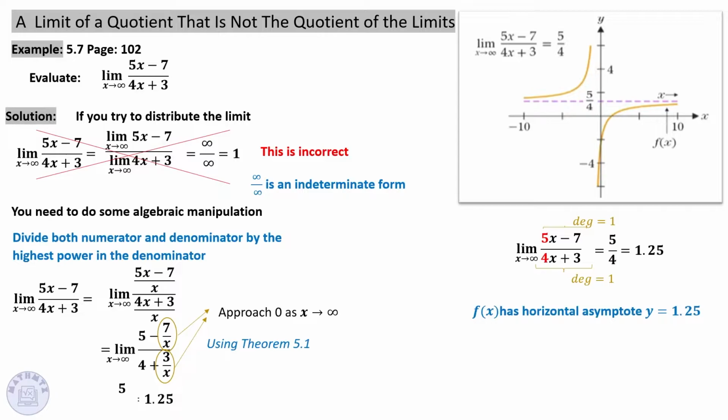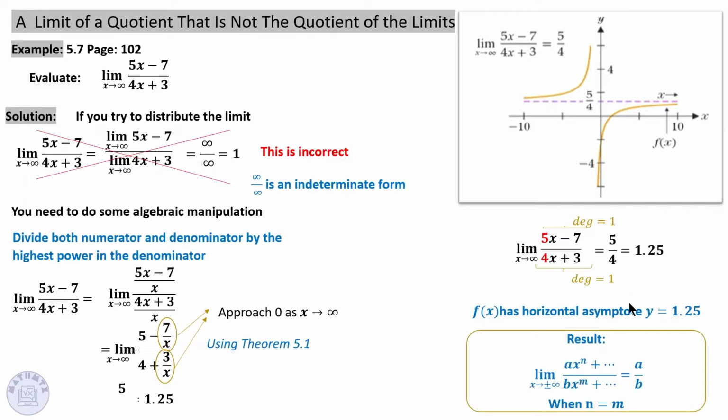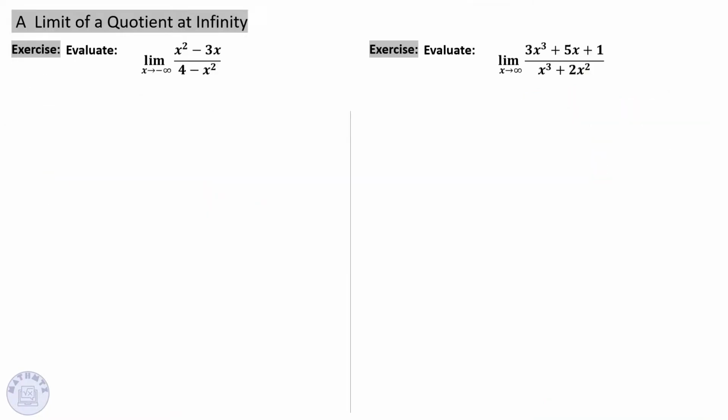So for any rational function where the degree of the top is the same as the degree of the bottom, then the limit as x approaches infinity or negative infinity is the coefficients of the top over the bottom. This happens whenever the degrees are the same. All right, here's a couple of exercises. Pause the video and then use the result to solve them.